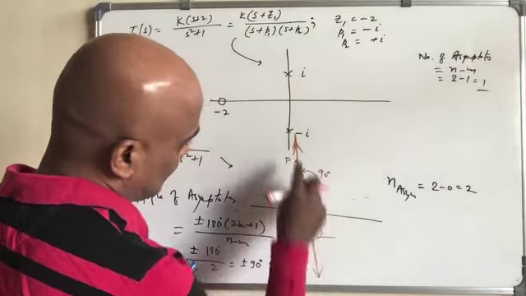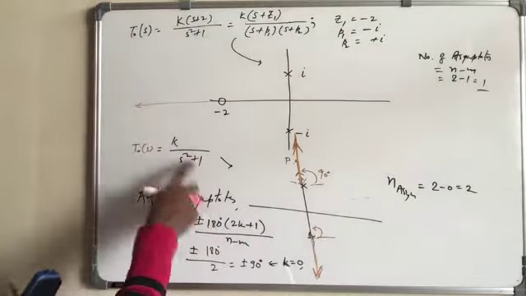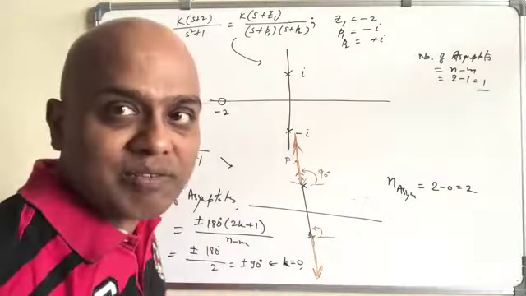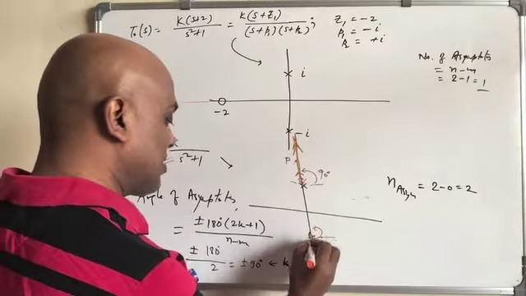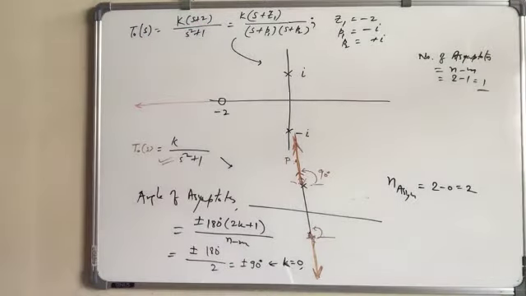Here also you can do the same analysis and find the root locus. For this open loop transfer function, the root locus will simply go from here to infinity, like this.